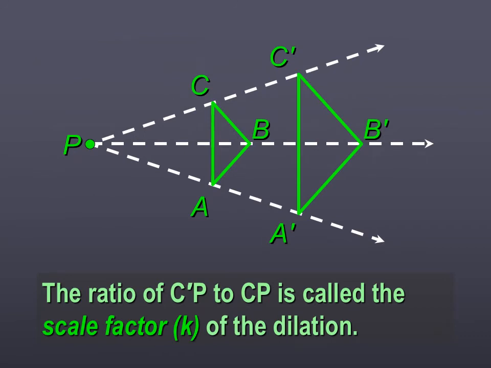So what does that look like? Well, here's our fixed point P, and then we have this preimage that's being expanded from point P to its image. The ratio of the distance from C prime to P, this whole distance, to the distance from C to P, this little distance, is called the scale factor, or the K value, of the dilation.